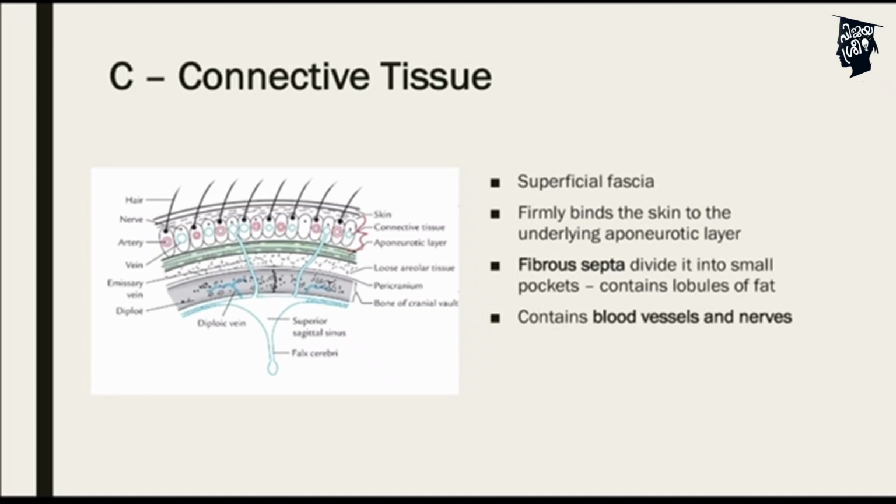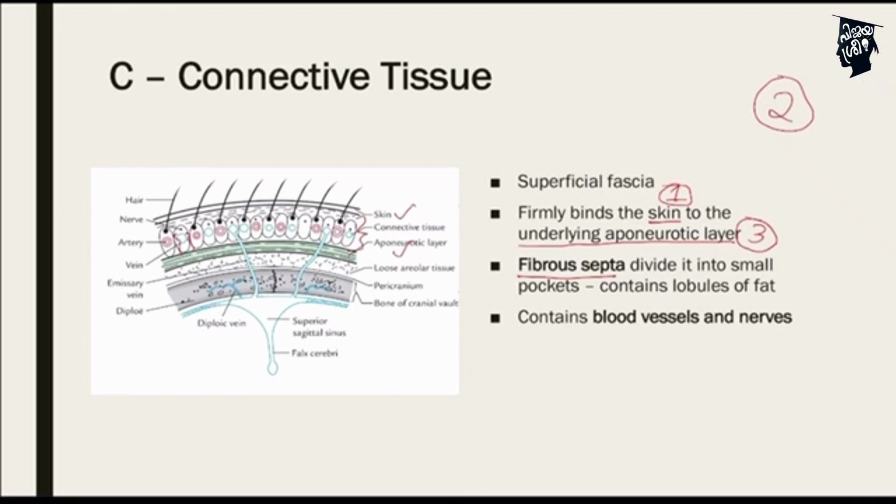Next we have C, which stands for connective tissue, which is this layer right over here. The connective tissue layer is nothing but the superficial fascia that we see under the skin. It is the second layer, and it connects the skin, which is the first layer, to the underlying aponeurotic layer, which is the third layer. It firmly binds the two. Next, talking about the features, you can see there are numerous fibrous septa in this region, the black separations right here. And these fibrous septa divide this whole layer into many small packets or pockets containing lobules of fat.